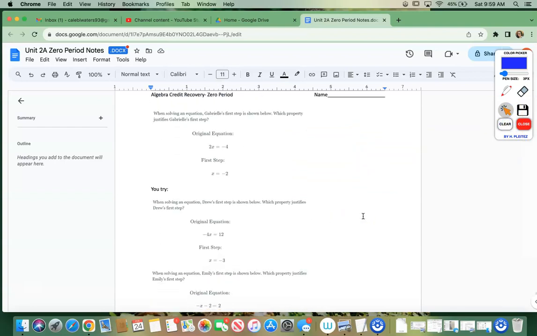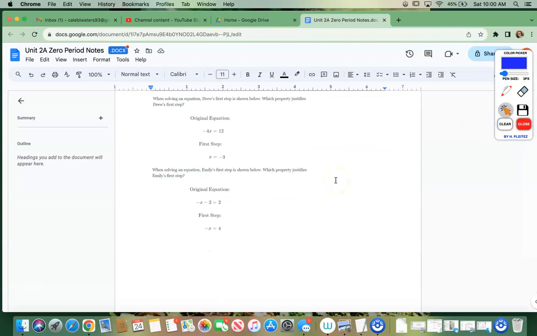Okay, let's check out this one. So this one had, when solving an equation, Gabrielle's first step is shown below. Which property justifies Gabrielle's first step? So 2x equals -4. Well, the 2x is gone. Well, what was happening between that 2 and that x? That would be multiplication. And so divide it over. Okay, so divide that 2 over would mean that it was the division property. Okay, y'all try those next two, and then unpause when you're ready to check.